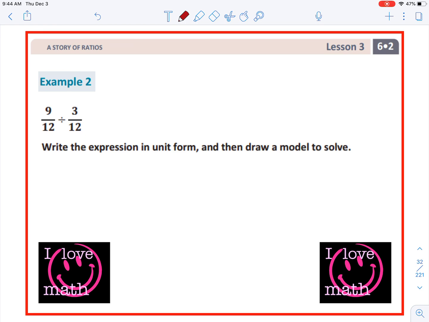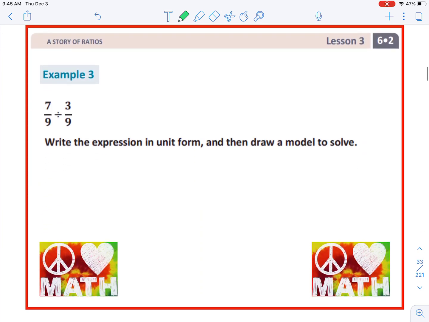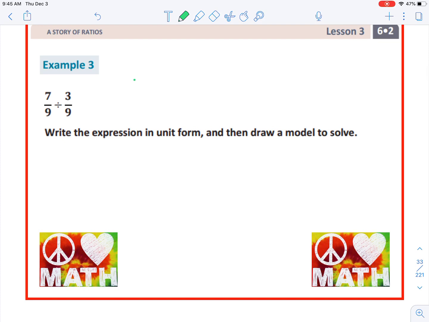Example number 2, 9 twelfths divided by 3 twelfths. I'm going to do the same thing, skip dot flip. I can cancel, and that's what I'm going to do because there's big numbers. So this is equal to 1 and 1 because they're the same number. This would be 1 and this would be 3. I get 3 over 1, and 3 over 1 is equal to 3. If I made a model that had 12 twelfths and I shaded in 9 twelfths, there would be 3 twelfths in 9 twelfths.